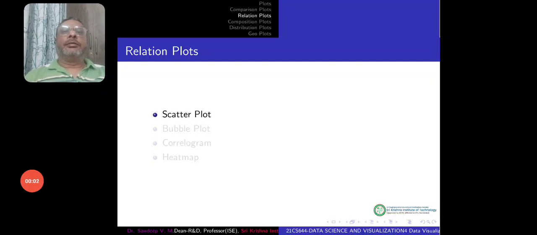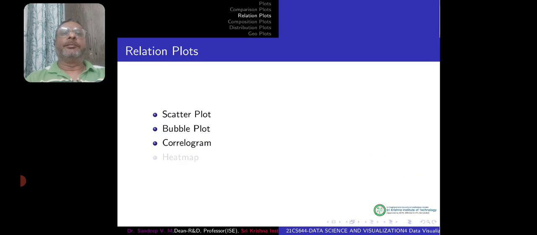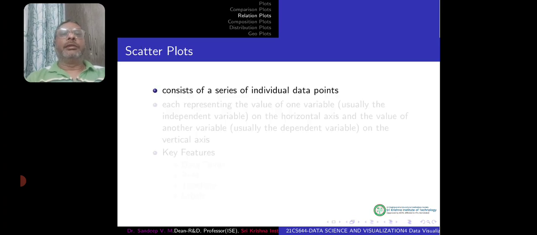Hi friends, after looking at various comparison plots, now it is time to see some relation plots. It's a plot which tries to find the relation between two features. Among the relation plots we see in these sessions are what a scatter plot is, what a bubble plot is, what a histogram is, and what a heat map is. So let's begin with the scatter plot.